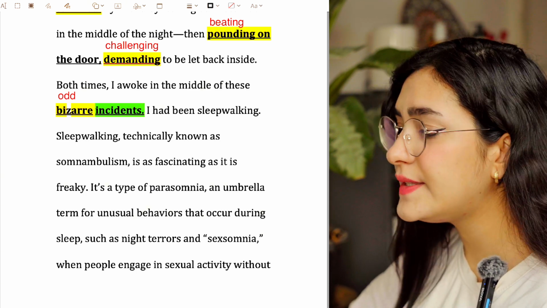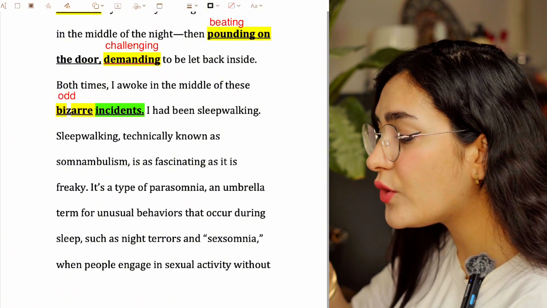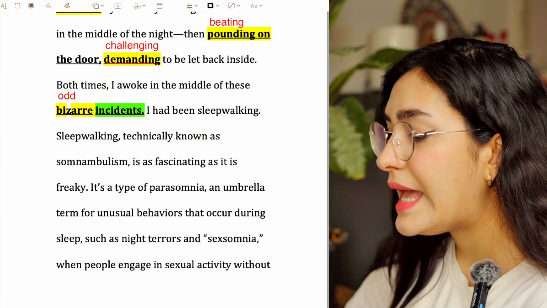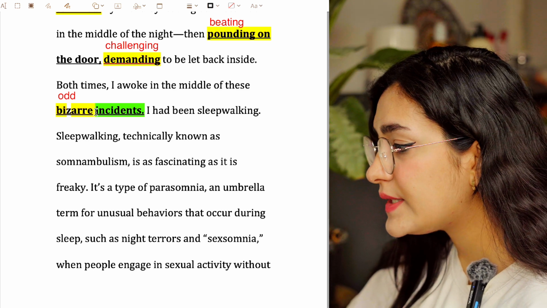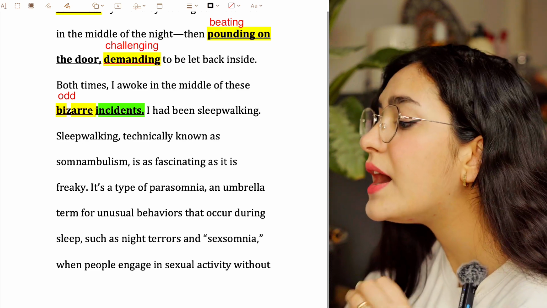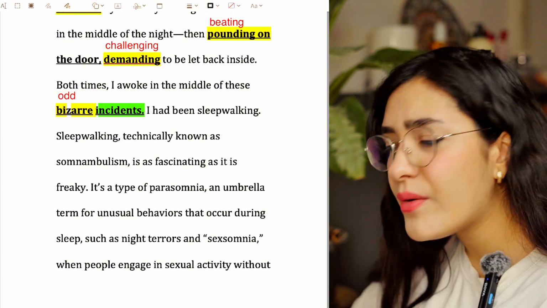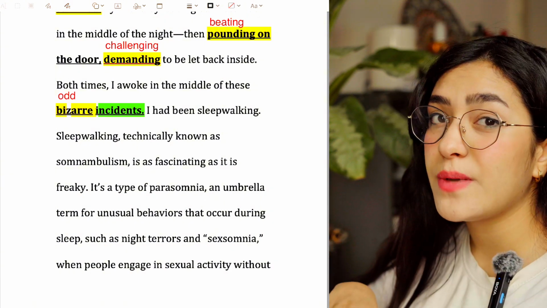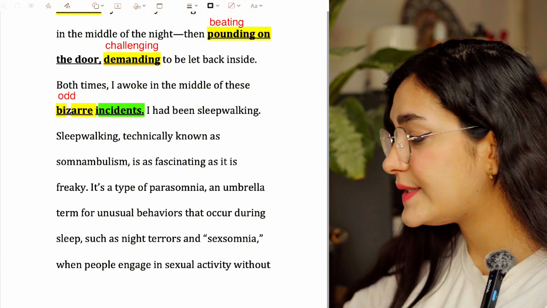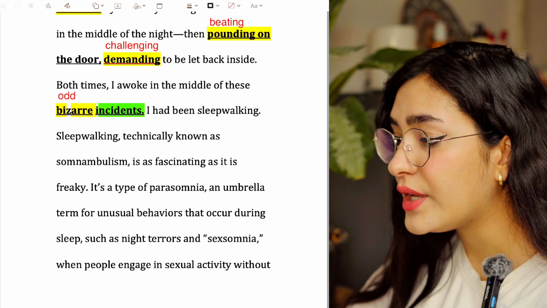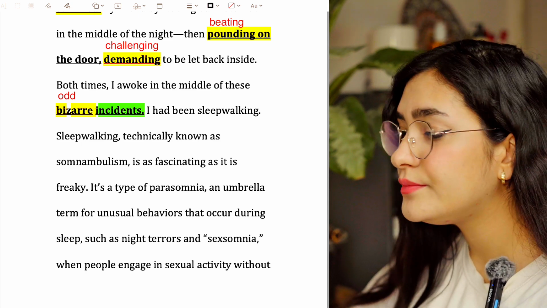Incidents. Of course, the base form of this word is incident. And the stress is on the first syllable, incident. And it means events or occurrences, mostly unexpected or unusual events. Several incidents were reported during the festival.